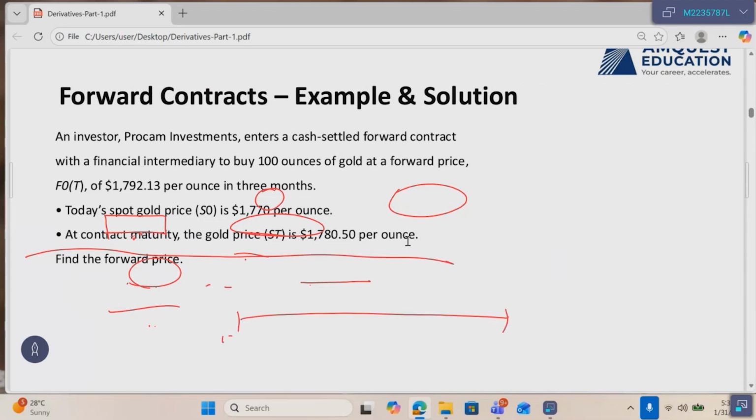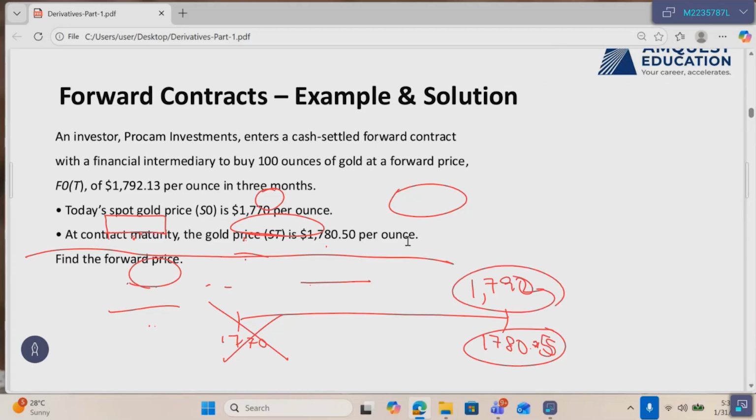Today it's 1780, today it's 1770, but honestly, this is pretty much useless. I don't need it. In the future, I agree to buy it at 1792. But the price on the date the contract ended is 1780.50. Correct? So when I agree to buy at 1792 and it's actually 1780, that means I have a loss of 11.5 per ounce.